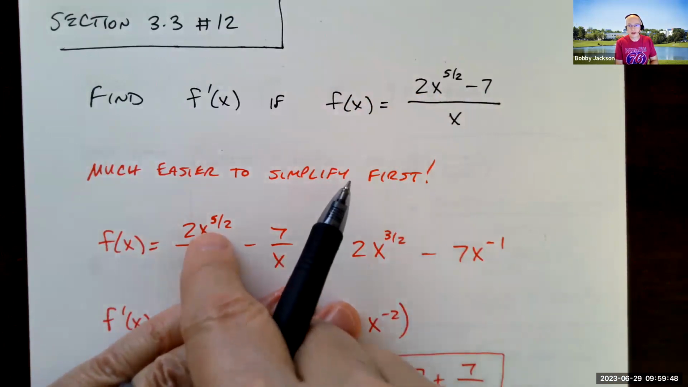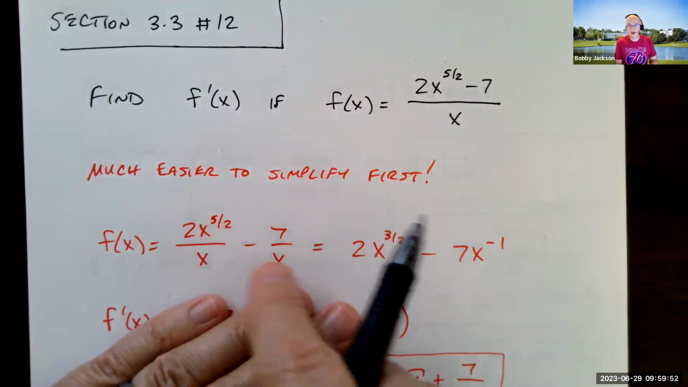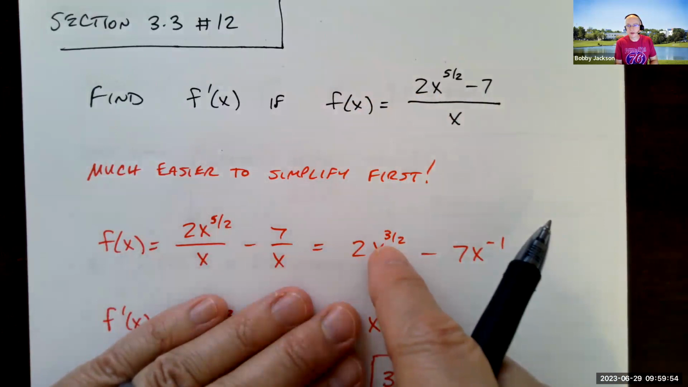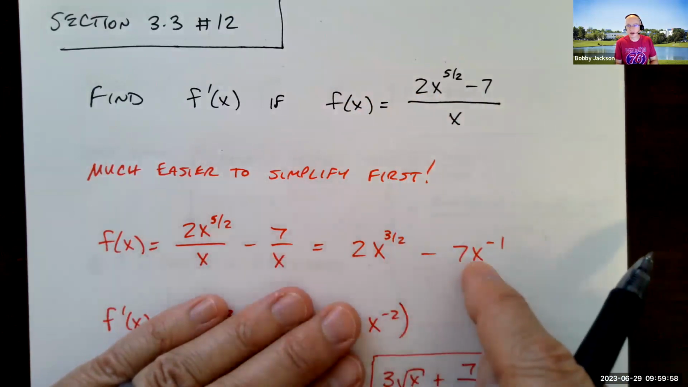What do we do here? x to the 5/2 divided by x to the first. We subtract the exponents. 5/2 minus 1 is 3/2. So I get 2x to the 3/2. 7 divided by x is just 7x to the negative 1 power.